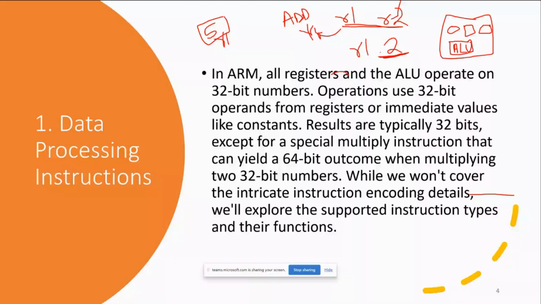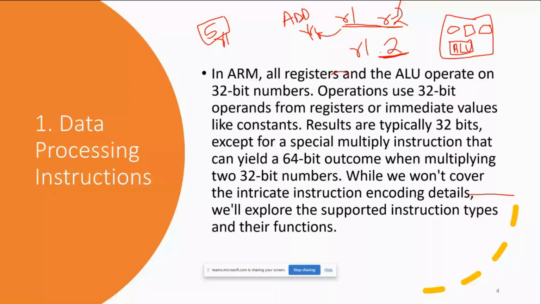Most operations result in a 32-bit outcome. एक 32 बिट का नंबर है, दूसरा 32 बिट नंबर है, दोनों को ऐड सब्ट्रैक्ट करो, 32 बिट नंबर का रिजल्ट आता है. So this 32-bit outcome is stored in a specific register we specify in the instructions. So what are the operands and where we are going to store it.